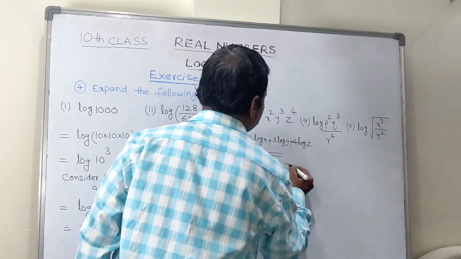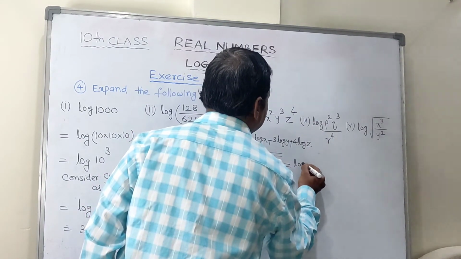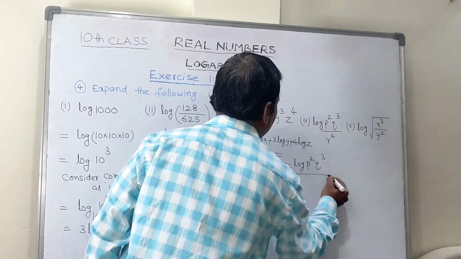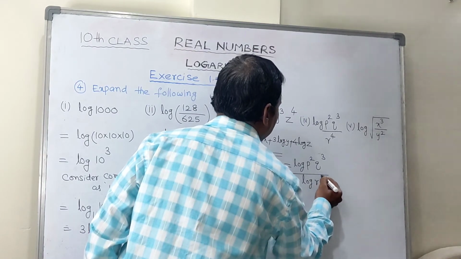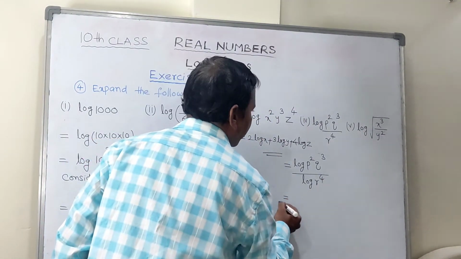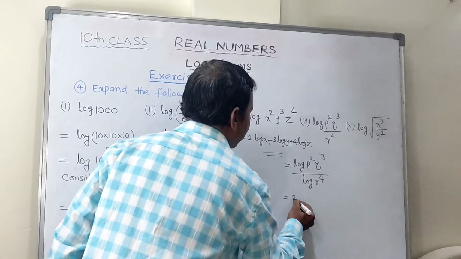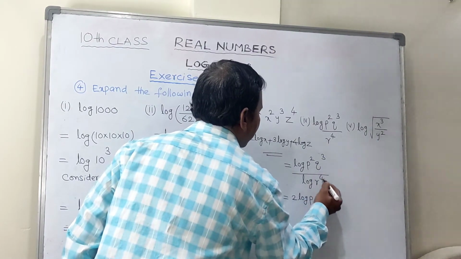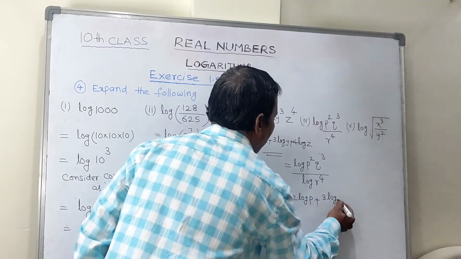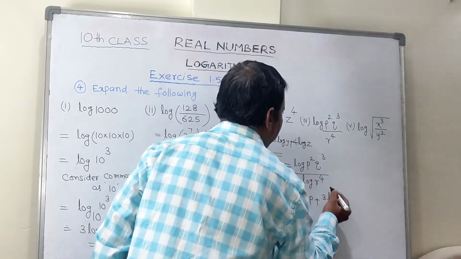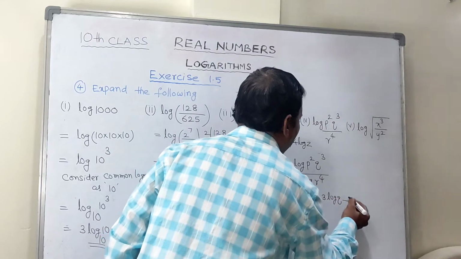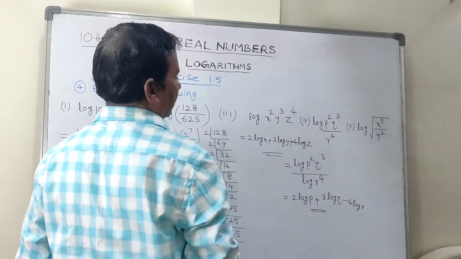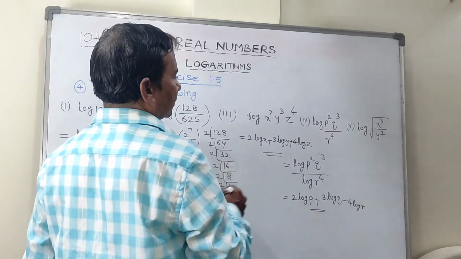Whereas in the fourth question also apply directly: log p square q cube by r to the power of 4, separating them. Now 2 comes first, like 2 log p, here into becomes plus sign, 3 log q, division becomes minus 4 log r. So this is the fourth one. Now see the last one.